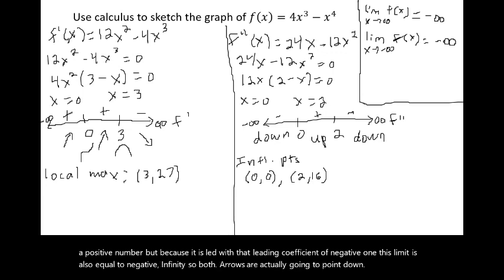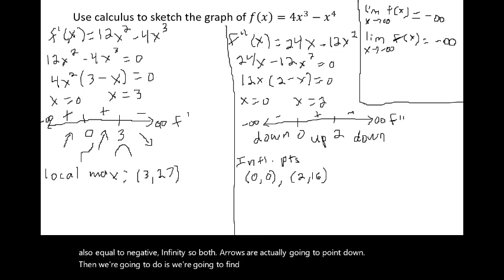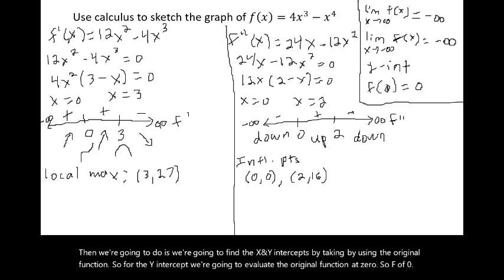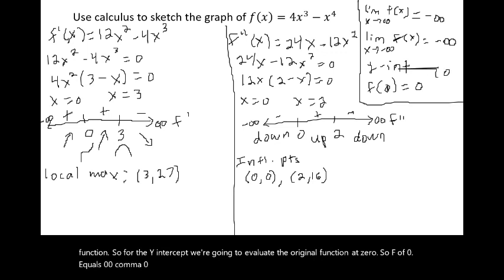Then what we're going to do is find the x and the y intercepts by using the original function. So for the y-intercept, we are going to evaluate the original function at 0. So f of 0 equals 0. So 0, 0 is our y-intercept.